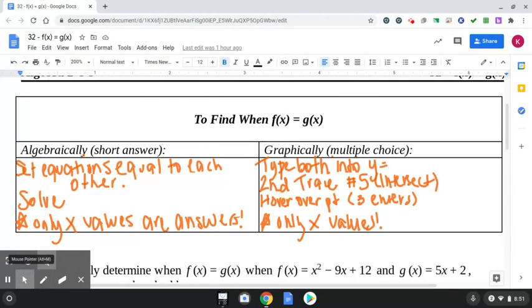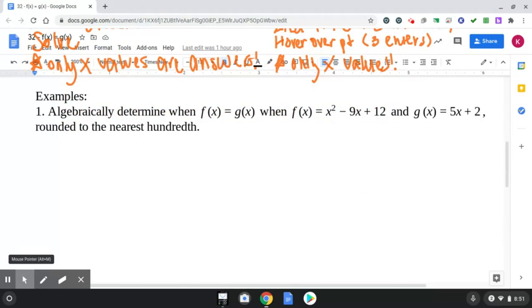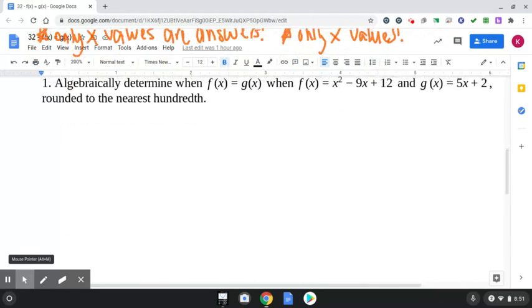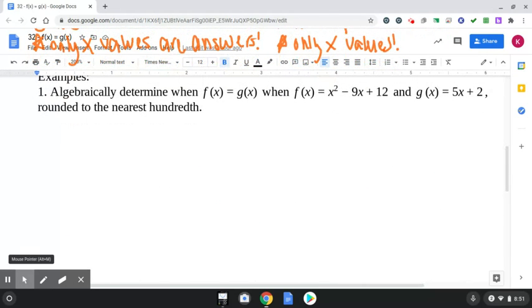Okay, so let's look at 2 examples. The first one says, algebraically determine when f of x equals g of x, when f of x is that and g of x is that, rounded to the nearest hundredth. So because this says algebraically, we have to do this by hand. If we wanted to check it in the calculator, we could. So our steps to do this algebraically, you're going to substitute f of x into f of x and g of x into g of x.